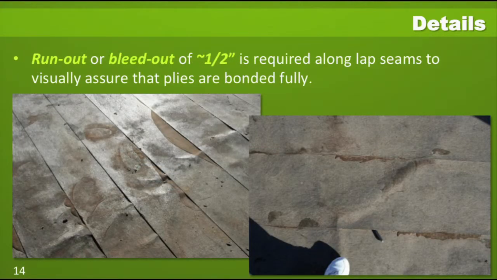And so part of the control is looking for a run out or bleed out of asphalt. The photograph shown in this slide indicates some problems. We've got wrinkles where a pen can be slid underneath that felt without asphalt contact, and there's very little bleed out being shown.